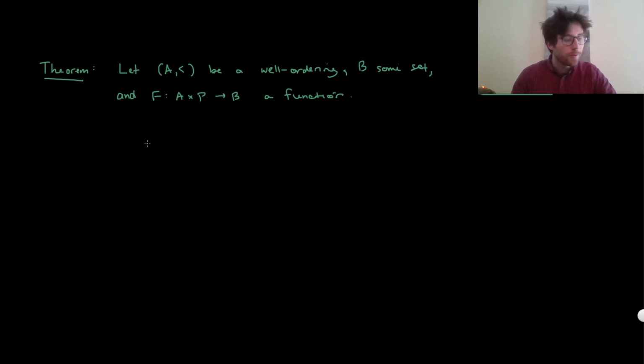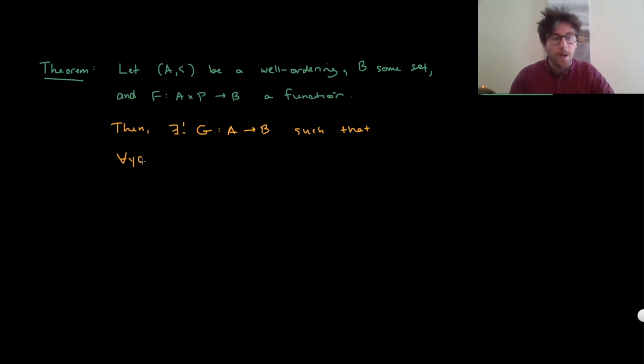And then what's the result? The result is that there's some unique function g from A to B, such that, for any single value, maybe y, in our well-ordered set A, what is going to be the output when we plug in y into G? That's going to be equal to what the rule tells us to do when we have access to y and all the previously defined values.